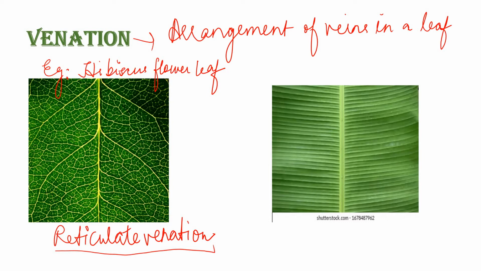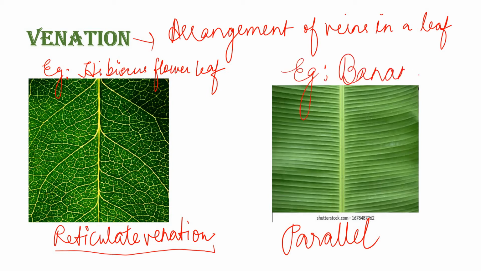Now coming to another type of arrangement of veins in a leaf, parallel venation. Can you see these are parallel lines? I think you must have studied parallel lines in your maths class in 5, right? So these are parallel lines, and this type of arrangement of veins is called parallel venation, and you can find this type of venation mostly in a banana leaf. Okay, fine. So shall we move ahead?